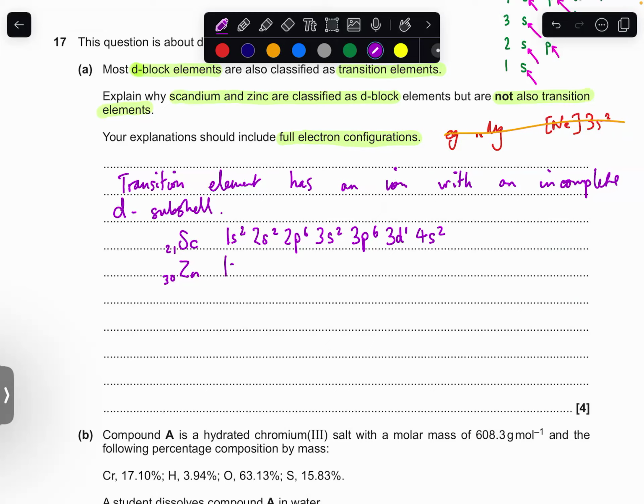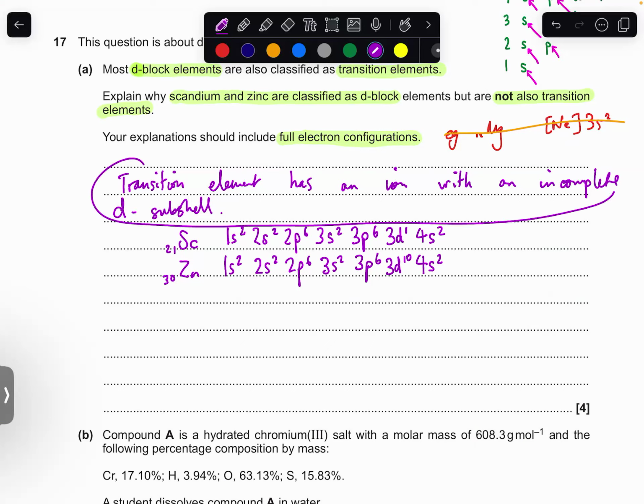Now for zinc, it's going to be the same format. Then 4s2, and then 3d10. Notice I fill in the 4s subshell before because it's at a lower energy level, and then the 3d subshell after. But I write it in numerical order. Now, this is the definition of a transition element. What is meant by a D block element? The fact that its D subshell has the highest energy.